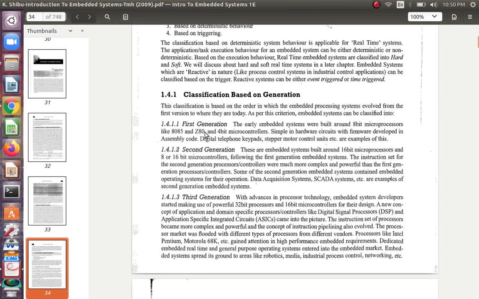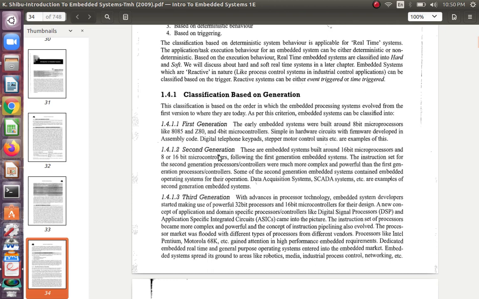In the first generation, 8-bit microprocessors like 8085 and Z80 and 4-bit microcontrollers were very popular, and it was able to perform simple tasks using assembly code like distant telephone keypads, stepper motor control units, etc.